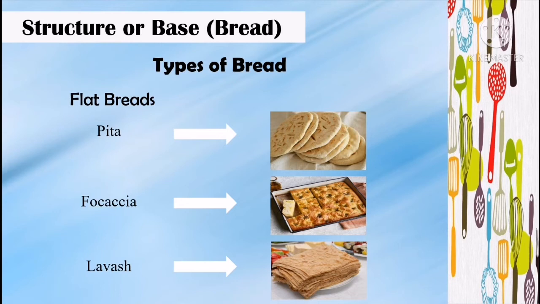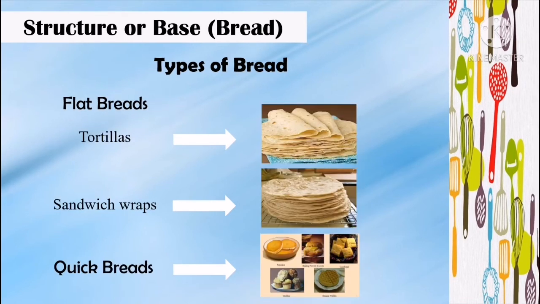Lavash is small and rectangular. When softened in water, it can be rolled around the stuffing to make a pinwheel-shaped sandwich. Next is tortillas, unleavened round cornmeal breads baked on a hot stone. It is used for quesadillas and burritos. And the last one is sandwich wraps, which are either whole wheat or spinach flavor.